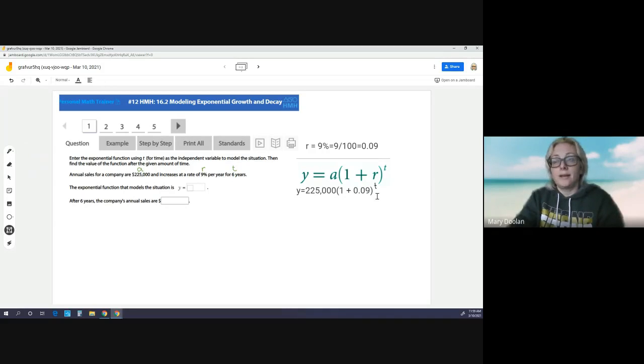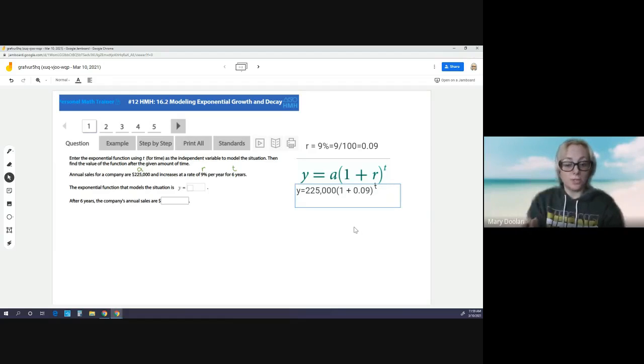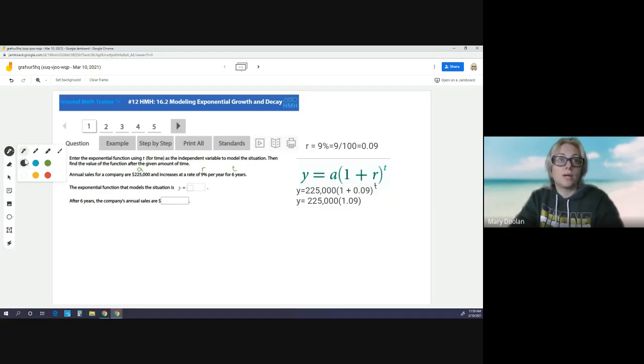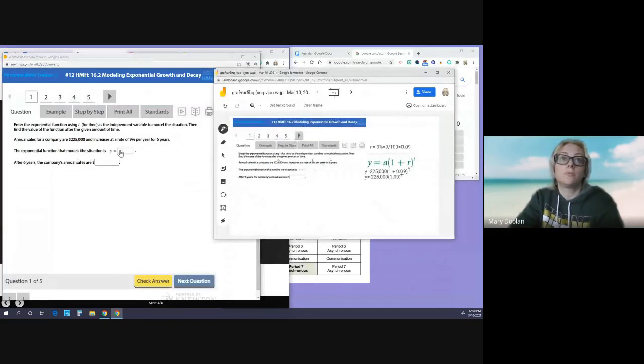Now, because I've already seen what it expects out of the answer, I need to combine what's in the parentheses. So I'm going to rewrite this as y equals 225,000, open parenthesis, 1 plus 0.09 is 1.09. I've now combined it. I'm going to write the exponent of t. And so this is what I put here. Don't write y twice because they already have y equals for you. So we're just going to type in this here. And I'll go ahead and do that on the actual problem.